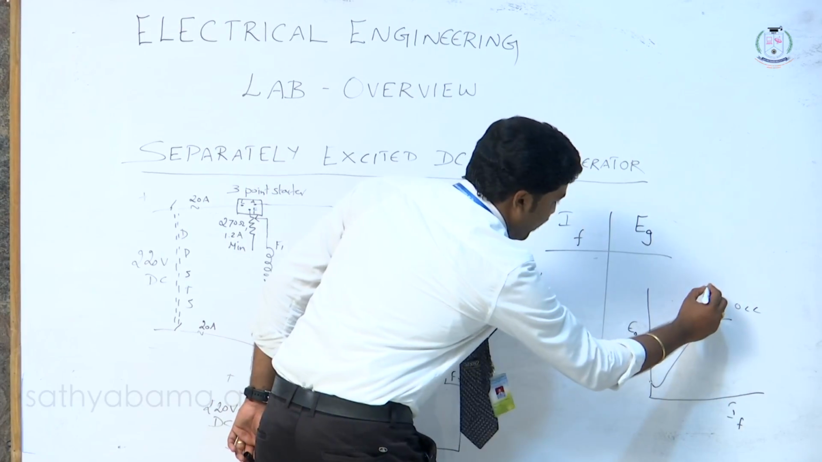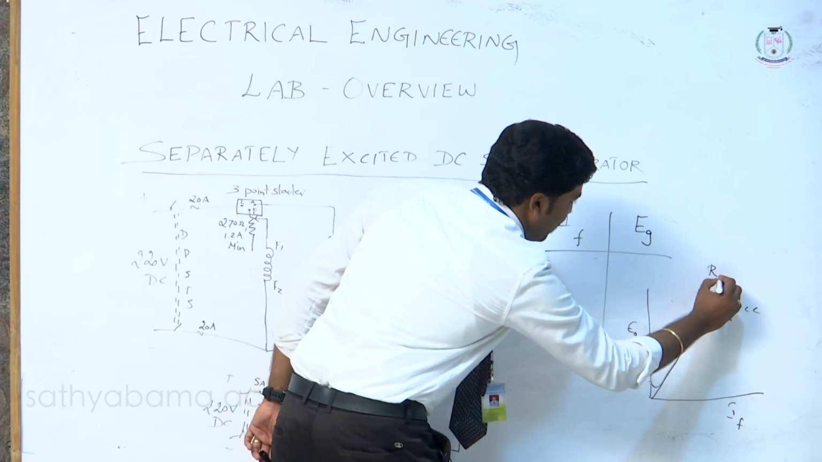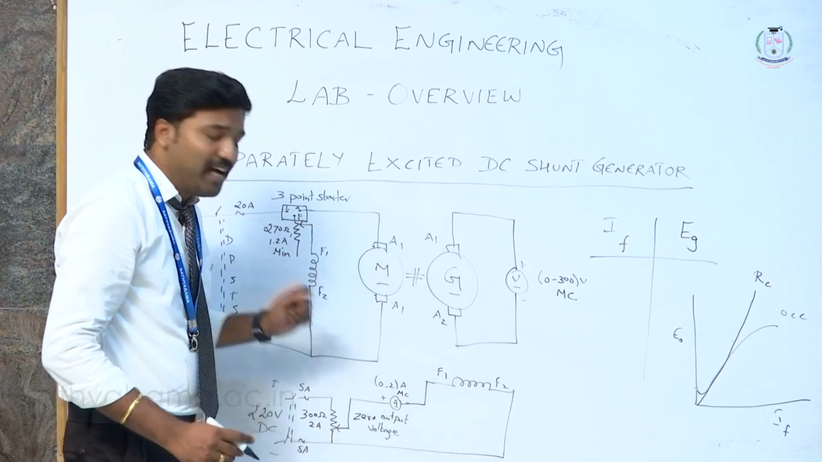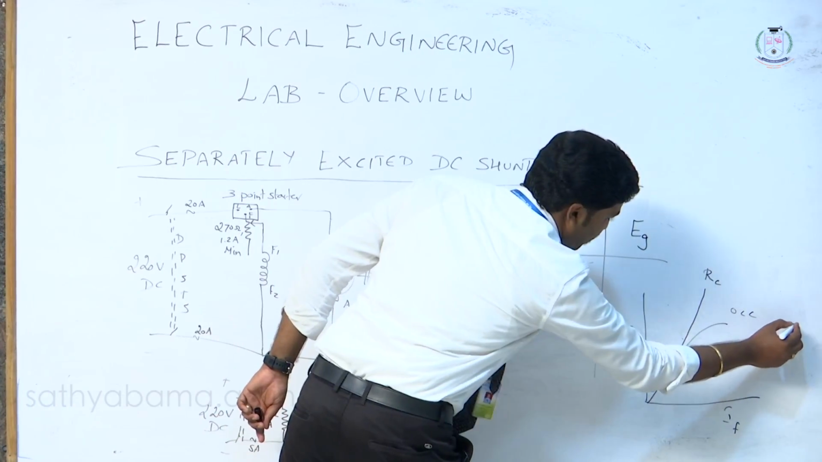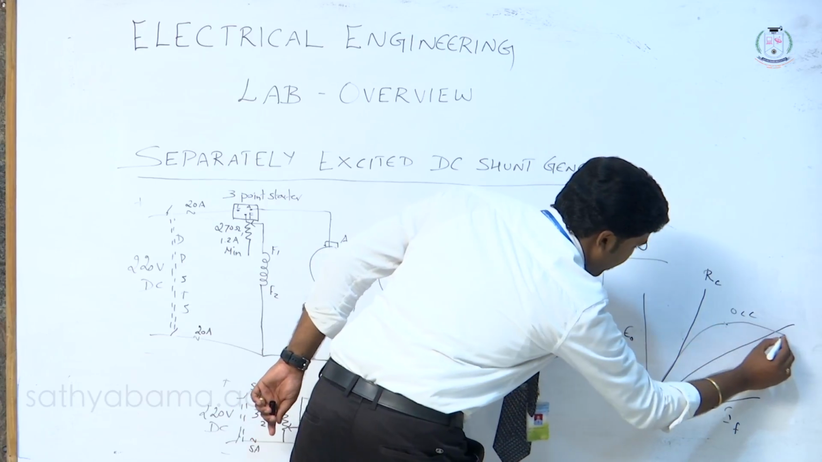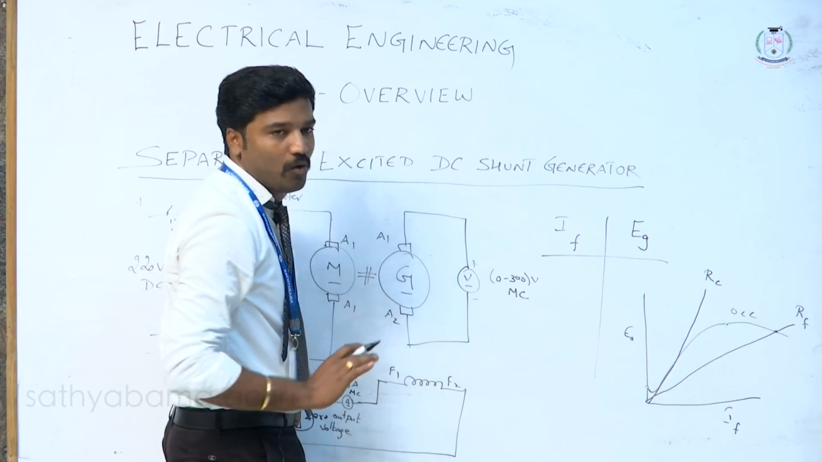Right? So we are supposed to draw a slope line. This line is nothing but the RC line. Similarly, here we have the field current. In order to find the RF line, this is the RF line which we are going to record. Both lines should meet at a point. This is the RC line, RF line, and OCC line.